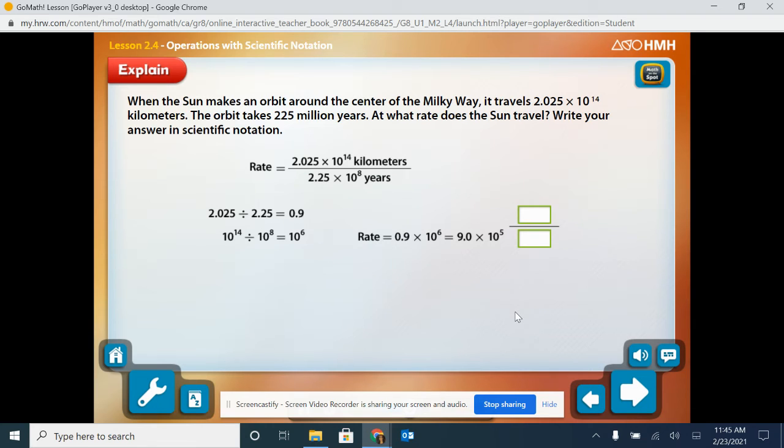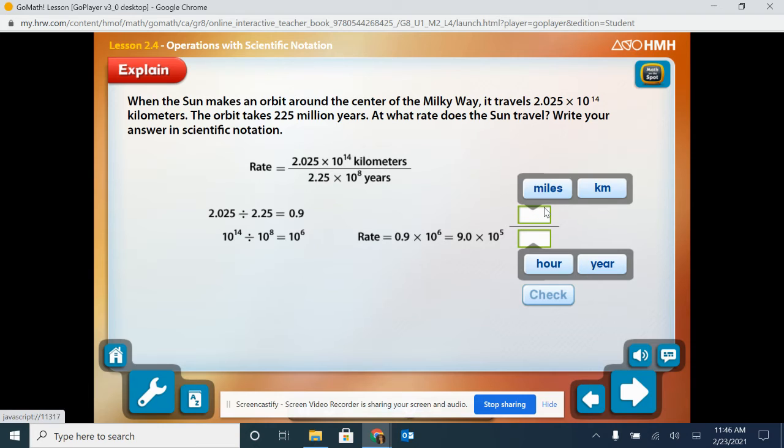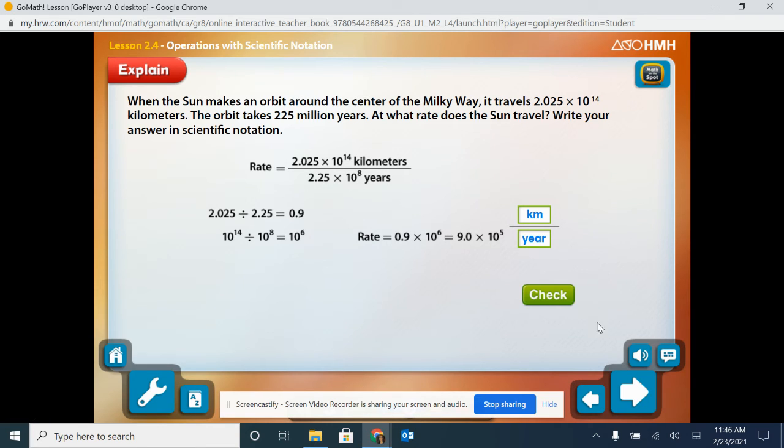Because the question is asking for the rate, you have to make sure the answer includes the correct units. What are the correct units for this rate? So this is kilometers per year, because it says kilometers per year on the problem, okay?